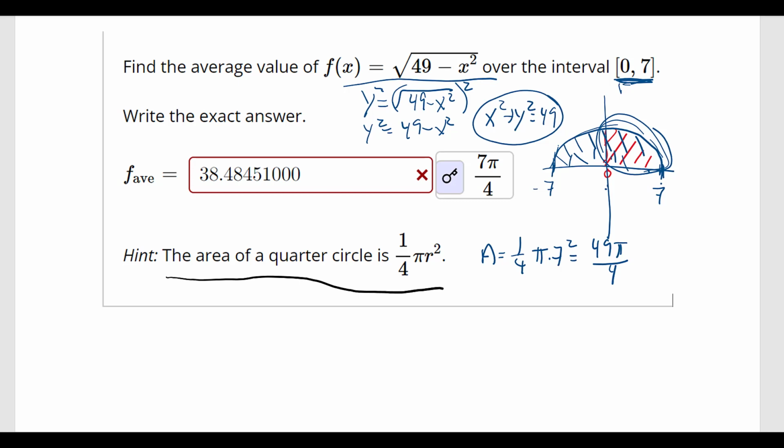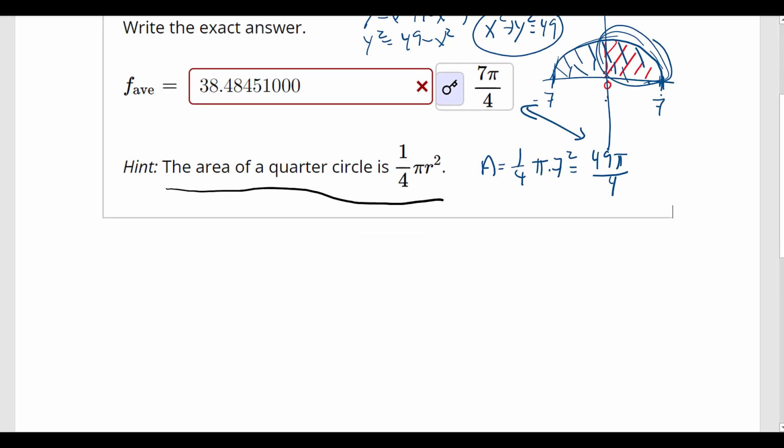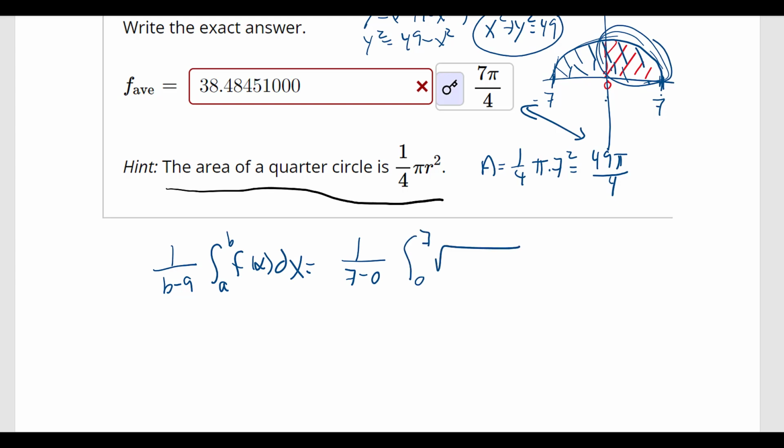Now you're saying, well, that's not this answer here, and you're correct, because we're not finished yet. They want to know the average value of the function. And our formula for the average value of a function would be 1 over b minus a, integral from a to b of f of x dx. And in the case we have here, it's 1 over 7 minus 0, integral from 0 to 7 of the square root of 49 minus x squared dx.